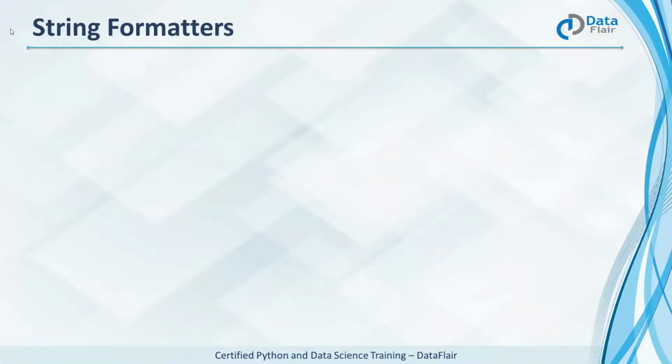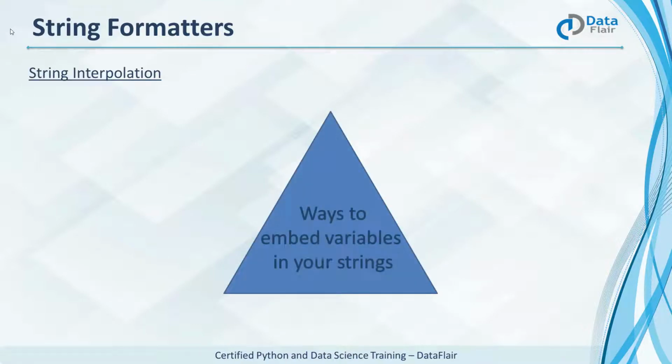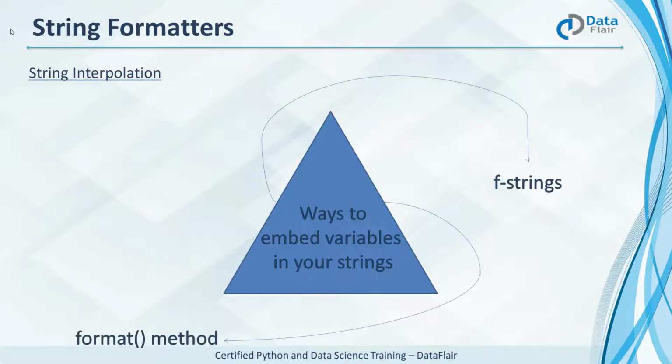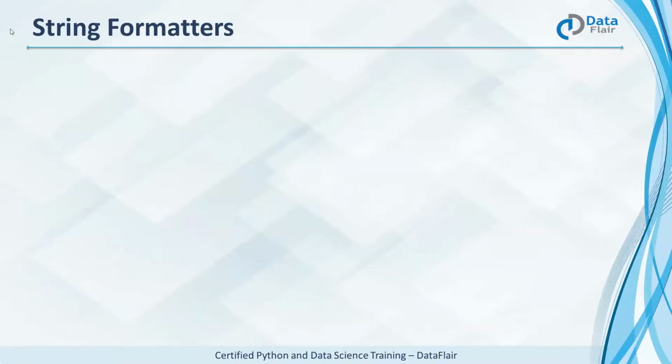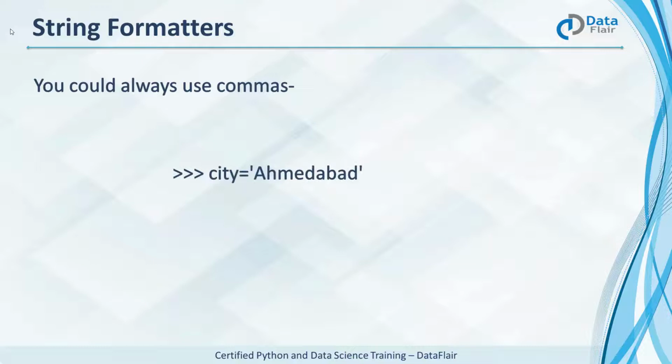Okay, let's move ahead to string formatters. We have three ways to implement string interpolation to evaluate a string with placeholders that hint where to embed values in the string. These are f-strings, the format method, and the % operator. If not with the formatters, you can use commas to achieve printing the values this way. The city is Ahmedabad. Print 21 for age and the value of city for city.